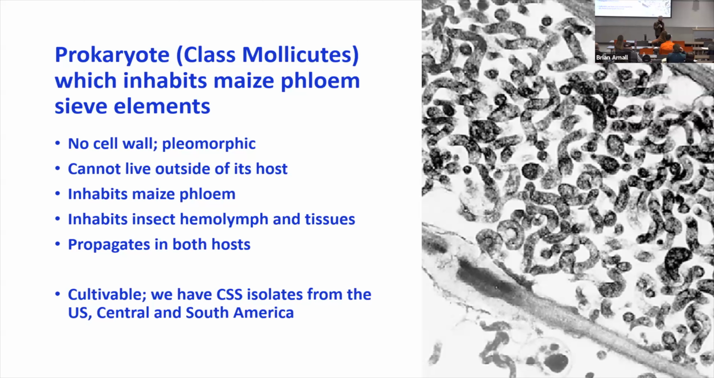Okay, so the interesting thing about spiroplasmas, they're cultivable. This is amazing. Most phytoplasmas are not cultivable. So spiroplasmas serve as a model system for phytoplasmas. And here at Oklahoma State, we've got isolates from the US, from Central America, and from South America. So we have a very nice culture collection available to us to study.